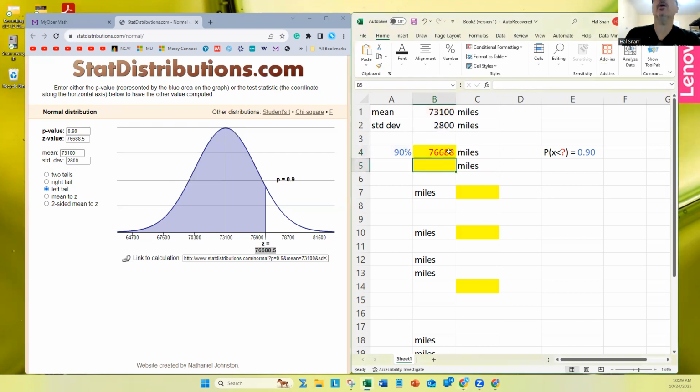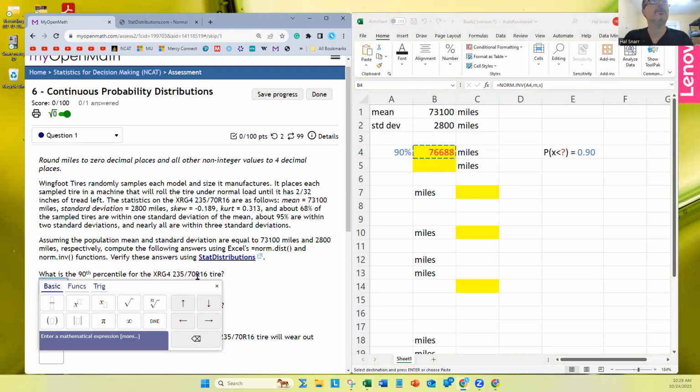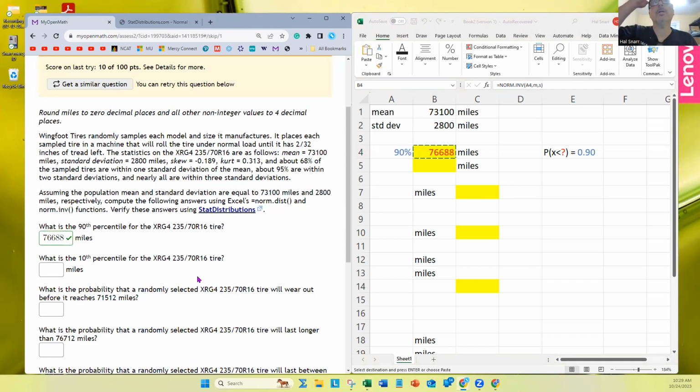Okay, so when we hit enter, let's increase the number of decimal places here. statdistributions.com isn't very precise, but it gets us close enough, right? So you don't want to use the numbers from statdistributions.com. You want to use the values from Excel. Excel is more precise. So let me copy this number, and we're going to paste it right here, and we'll check to make sure we got their answer right. And we got the answer right, correct?